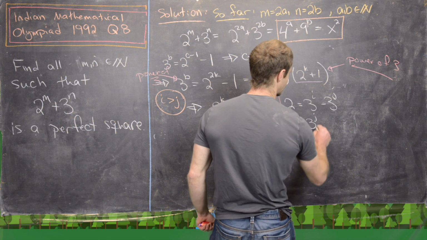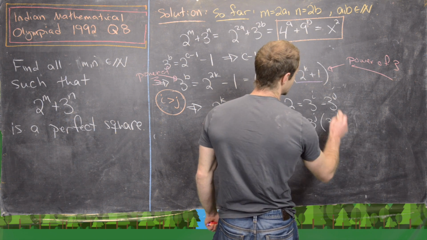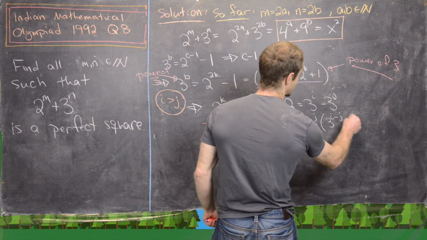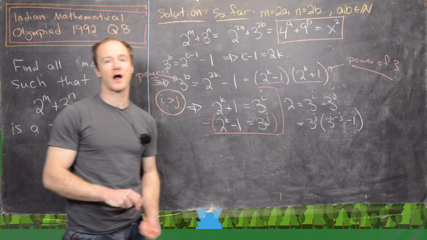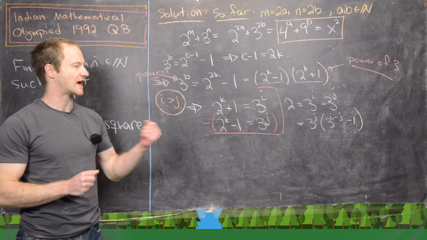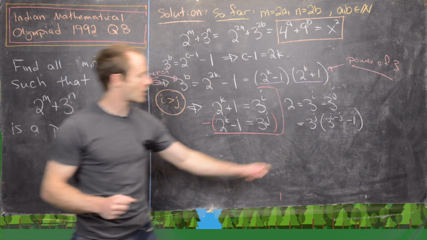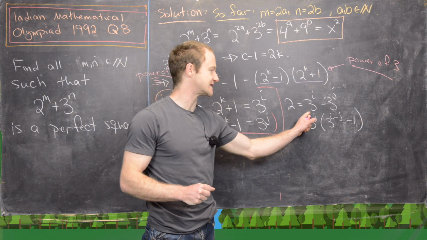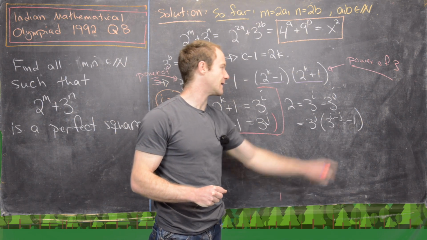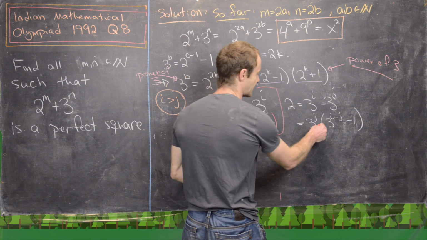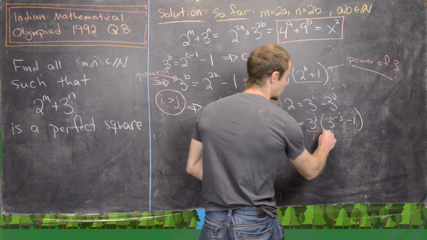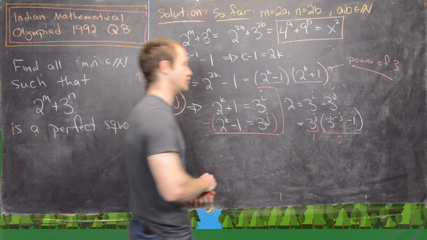So that's going to give us 3 to the j times 3 to the i minus j minus 1. But now we know 2 is a prime number, which means it can only factor as 2 times 1. And also we know that 3 to the j is an odd number, and 3 to the i minus j minus 1 is an even number. So that tells us that this factorization is this thing being 1 and this thing being 2.